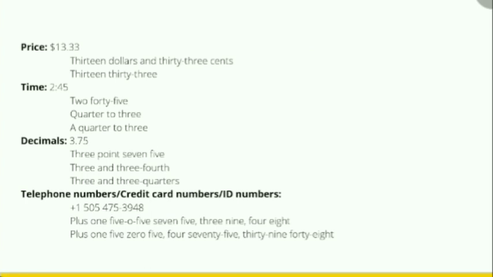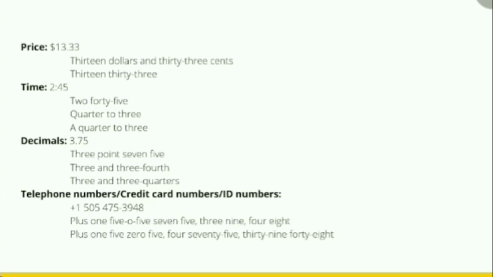And now we're going to review how to say price, time, decimals, telephone numbers, credit card numbers, and ID numbers in different ways. As you see on the slide, we have the price 1333, and it can be said differently. So you have to be aware of that, and you have to be able to recognize that number. It can be said as the following: $13.33, or the speaker can say 1333.